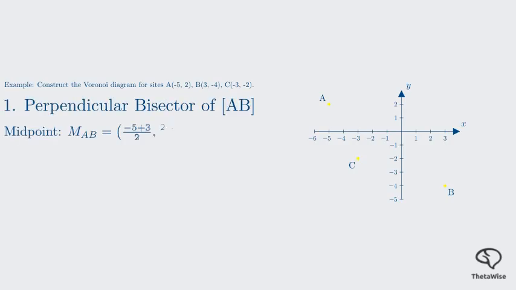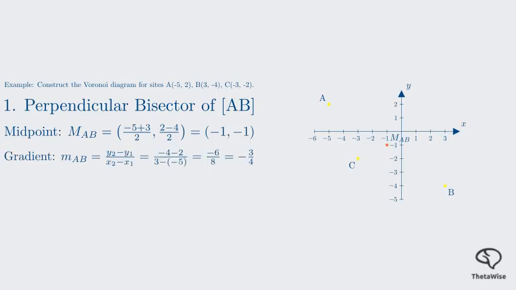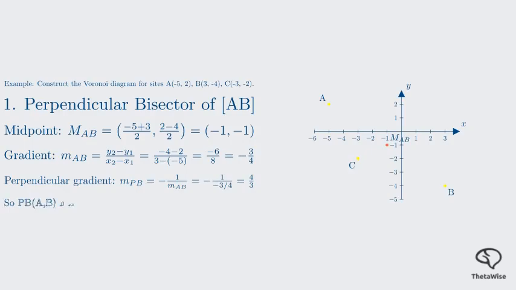We find the midpoint of the segment from A to B using the midpoint formula, which gives us m sub AB at (-1, -1). Then we find the gradient of the line from A to B. The change in y over the change in x gives us -6/8, which is -3/4. The gradient of the perpendicular bisector will be the negative reciprocal of this, which is 4/3. So, the perpendicular bisector between A and B passes through (-1, -1) and has a gradient of 4/3.